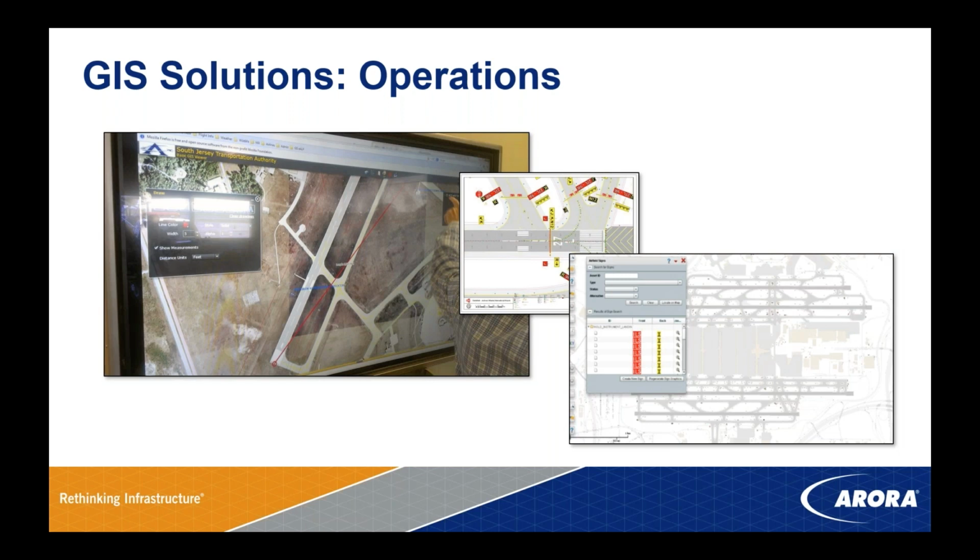And what we've seen is that doing that on a map allows them to be more precise about what they're seeing, where they're seeing it, and what needs to be fixed. So ultimately the issues are addressed more quickly.